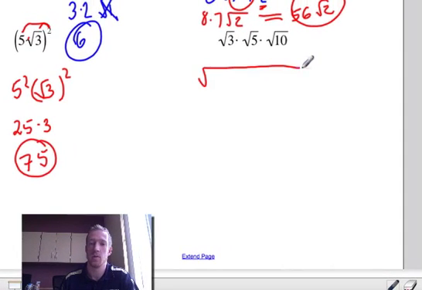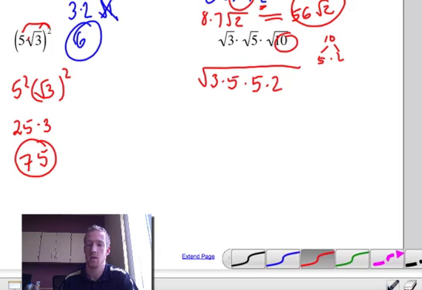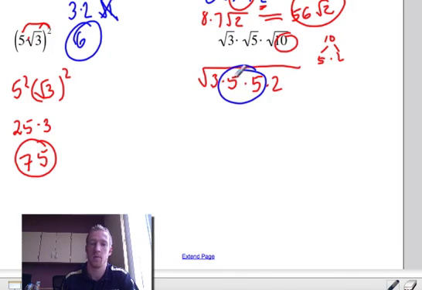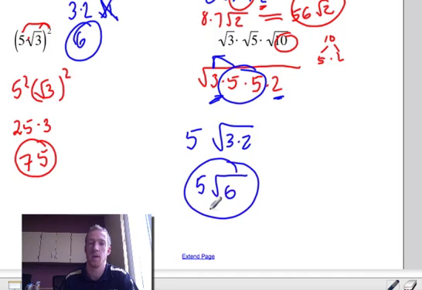So square root 3 times 5, and then this 10 is 5 times 2. So 3 times 5 times 5 times 2. So that's 3, 5, 10. Whatever's underneath is what gets multiplied. And now I got a pair of 5s. Take them out. So 5 root 3 times 2. The 3 is left underneath and the 2 is left underneath. So 5 times root 6. D-O-N-E. Done.